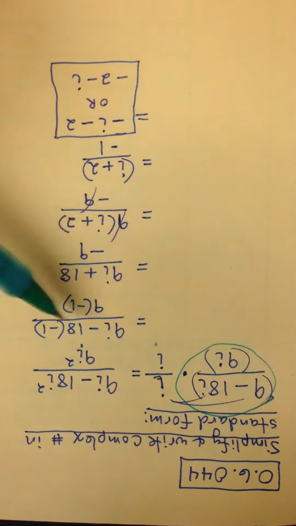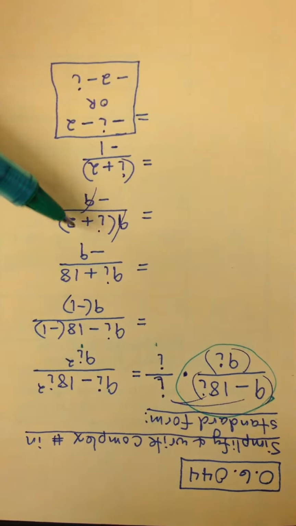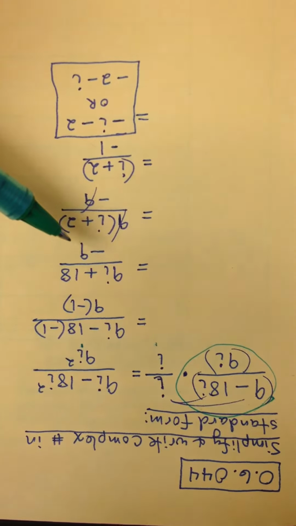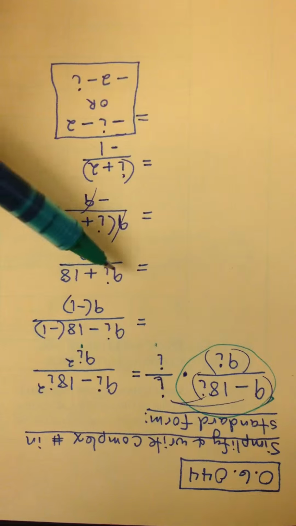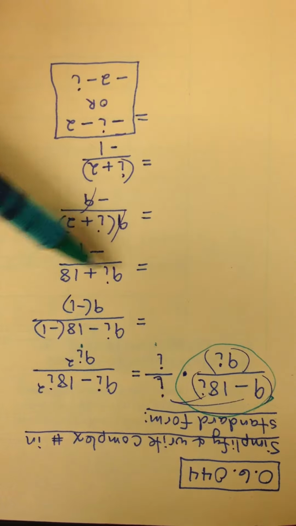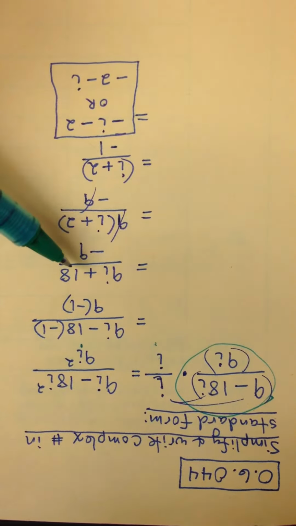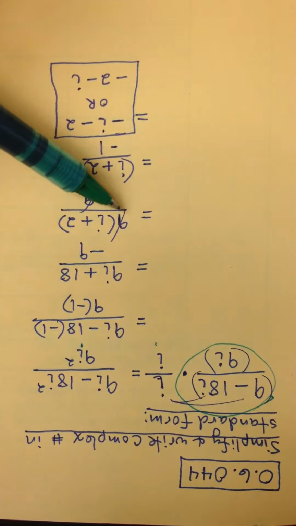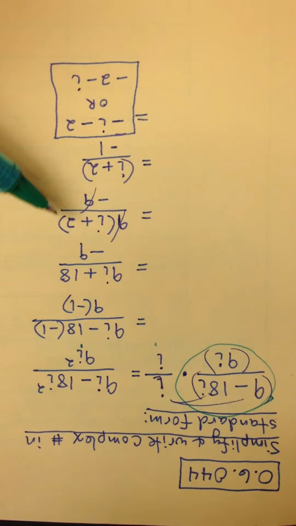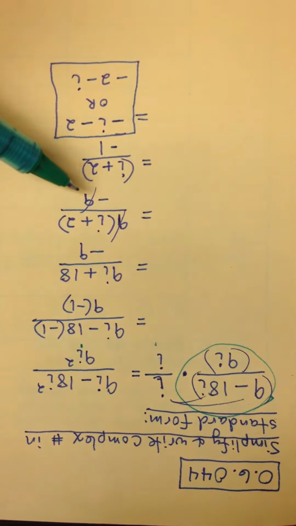Now, a lot of students will stop here, but you need to factor and make sure that you don't have any common factors. So looking at the top here, the numerator, I have a common factor, greatest common factor of 9. So I factor that out, leaving me with 9 times the quantity i plus 2. And we still just have the negative 9 in the bottom.